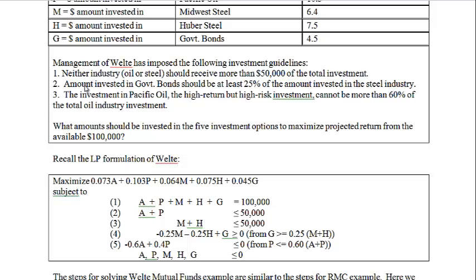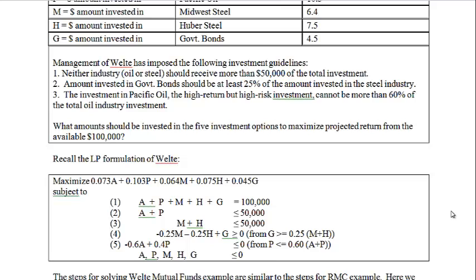The fourth constraint corresponded to the condition that the amount invested in government bonds should be at least 25% of the amount invested in the steel industry. So originally, we wrote the constraint like this: the government bonds greater than or equal to 25% of M plus H, and then we wrote it this way. The last constraint here corresponded to the limit on the Pacific Oil Company, that the amount in Pacific Oil had to be no more than 60% of the amount in the oil industry, and then we ended up rewriting it this way.